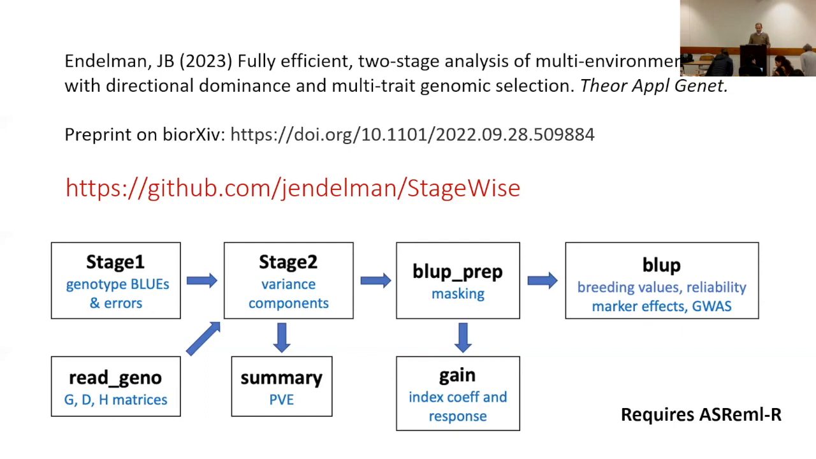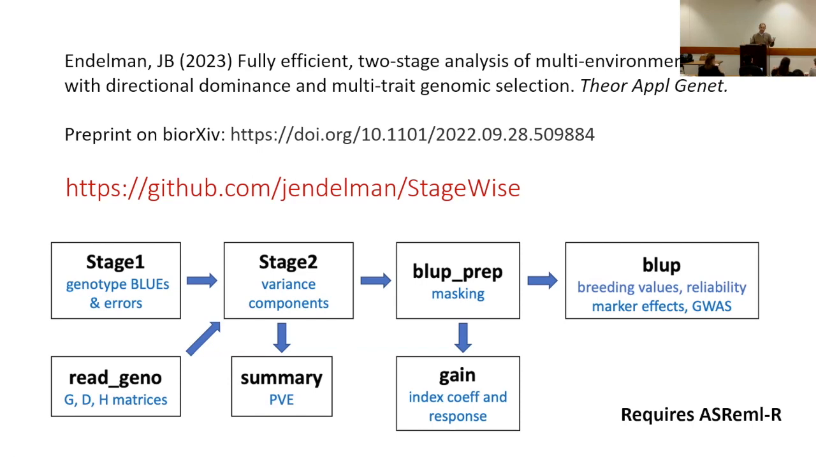So there's the link to the software. The flow diagram gives you an idea of how the software works. Starting at the left-hand side, in stage one, you're analyzing each environment to get those BLUEs and their errors. Then if you have marker data, that gets read in with this read_geno function, and together they come together in the stage two function, which is the REML calculation of the variance components. You can summarize those results with the summary command, and then transfer those estimates of the variance components to the BLUP part of the analysis.